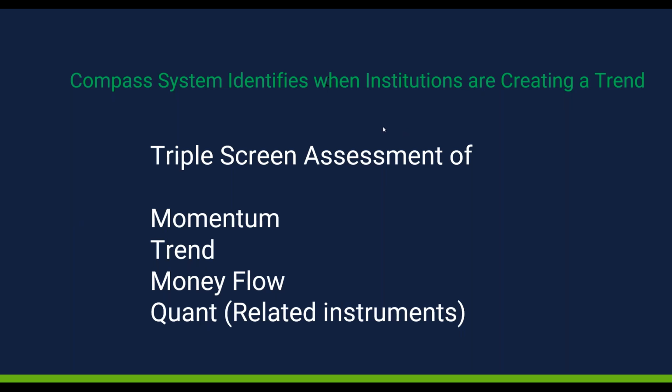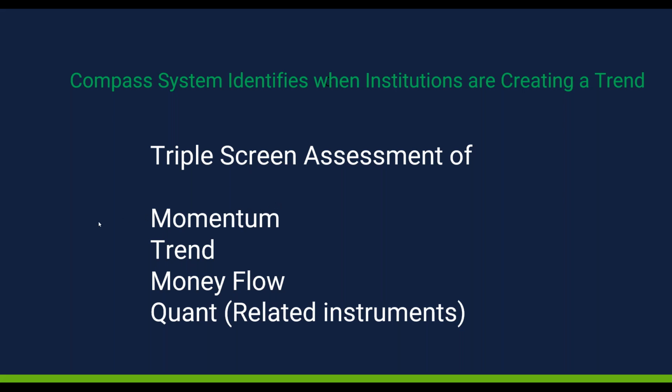So how do we identify when institutions are creating a trend? And this is really important because it's nice to know what the institutions are doing, but how do you do that? Well, we do what's called the triple screen assessment of four things here. And triple screen assessment is basically multiple time frames. If we're looking at a 5-minute time frame, the system is looking at the 5-minute, the 15-minute, and the 45-minute, and it's looking for them to be trading in the same direction.